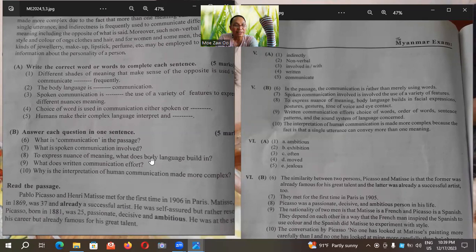Picasso and Henry Matisse met for the first time in 1906 in Paris. Matisse, born in 1869, was 37 and already a successful artist. He was self-assured but rather reserved. Picasso, born in 1881, was 25, passionate, decisive, and ambitious. He was at the start of his career, but already famous for his great talent.